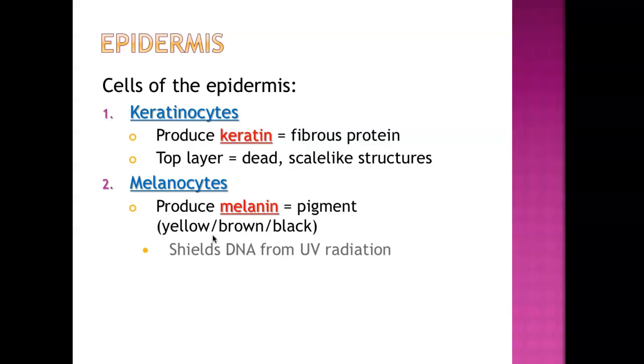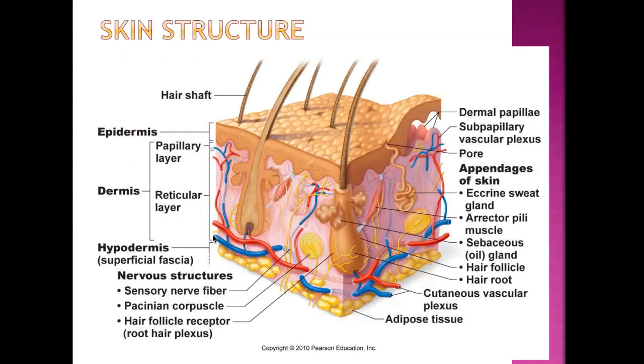And what pigments like melanin are going to do is shield the DNA from UV radiation. So the more melanin that is produced in the skin, the more protection against UV radiation, which would make a lot of sense. All right, so that's the epidermis. Now I want to focus on the dermis.